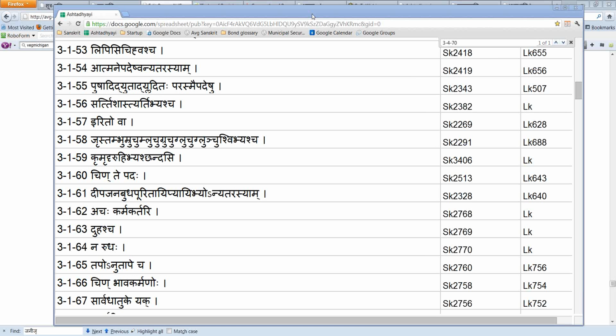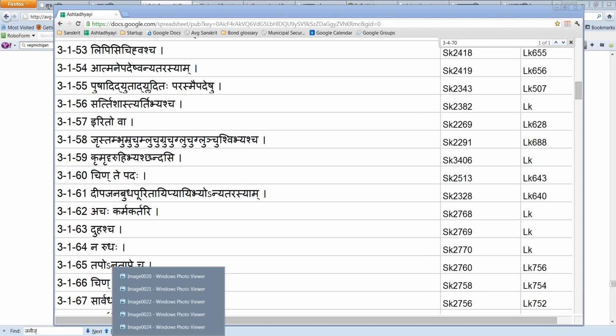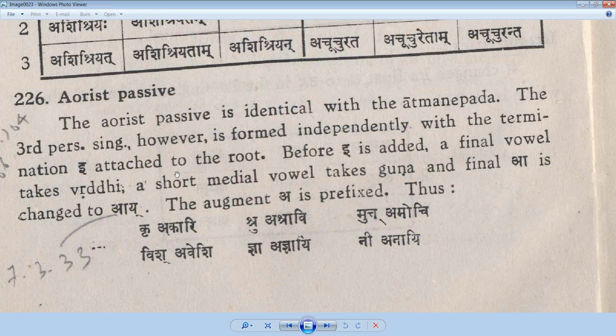Okay, last time we were pretty much finishing this book. We were in the last aorist passive. Unfortunately, at the end of the class, I created some confusion with this dhatu gum. Anyway, let us look at this topic one more time.